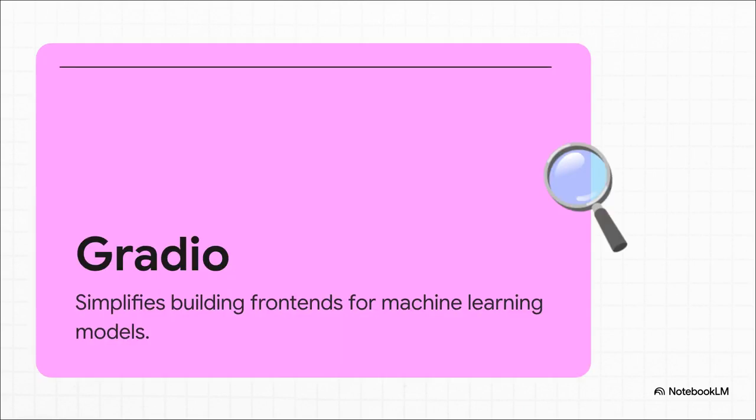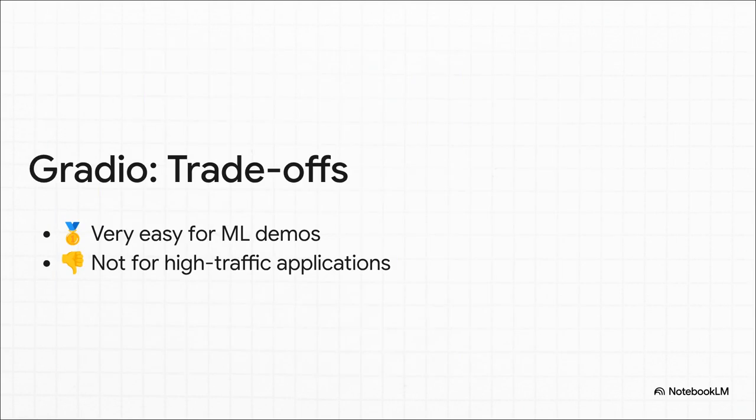Next in the ring is Gradio. Now, Gradio is our specialist. It has one job, and it does it really, really well. Building front ends for machine learning models. If you have a Python function you want to show off, Gradio is built to wrap a nice, clean UI around it almost instantly. This makes Gradio the undisputed king of its little kingdom.